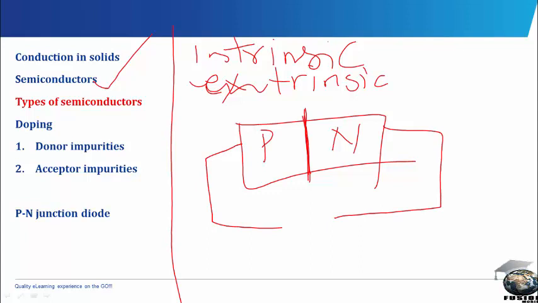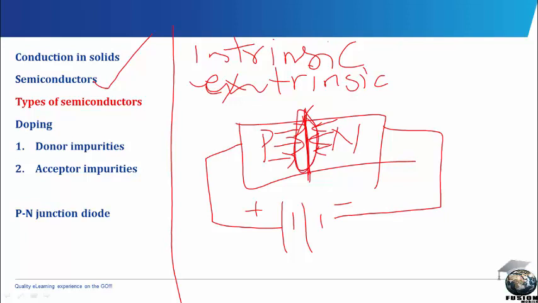If you keep the battery such that we have positive this way, this is positively charged and this is positively charged. Positive to positive, there will be repulsion. So you have these positive carriers running over to the junction, and also negative to negative, you have these negative carriers running over to the junction. And now at the junction, what happens? We have a large number of carriers and the galvanometer would deflect to the right, showing more number here, and this is called forward bias.